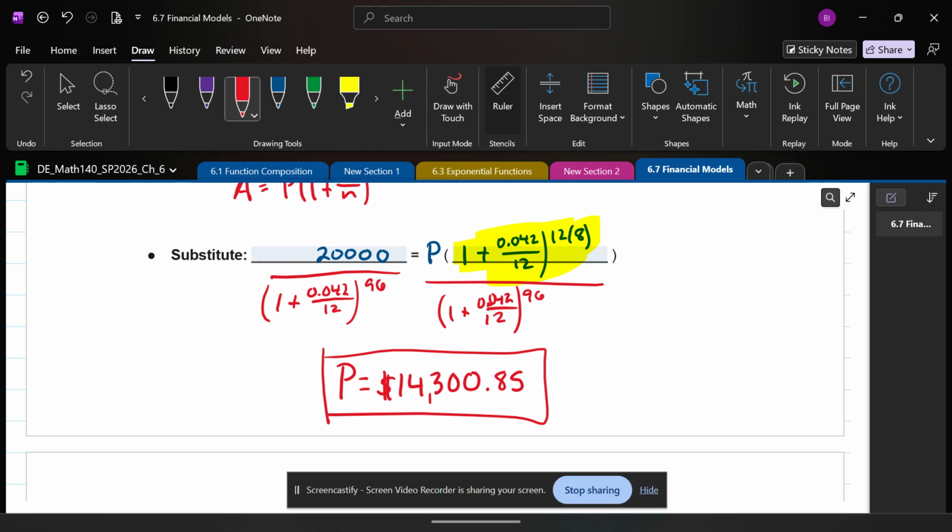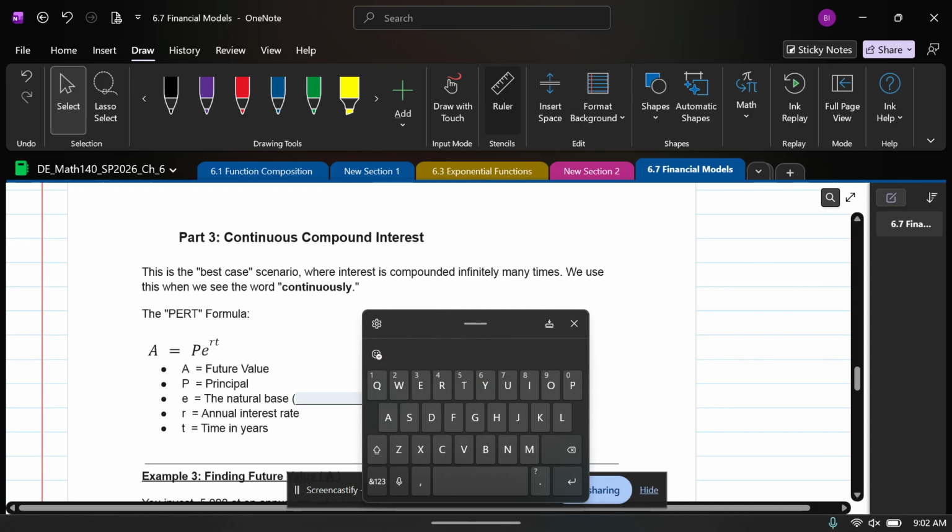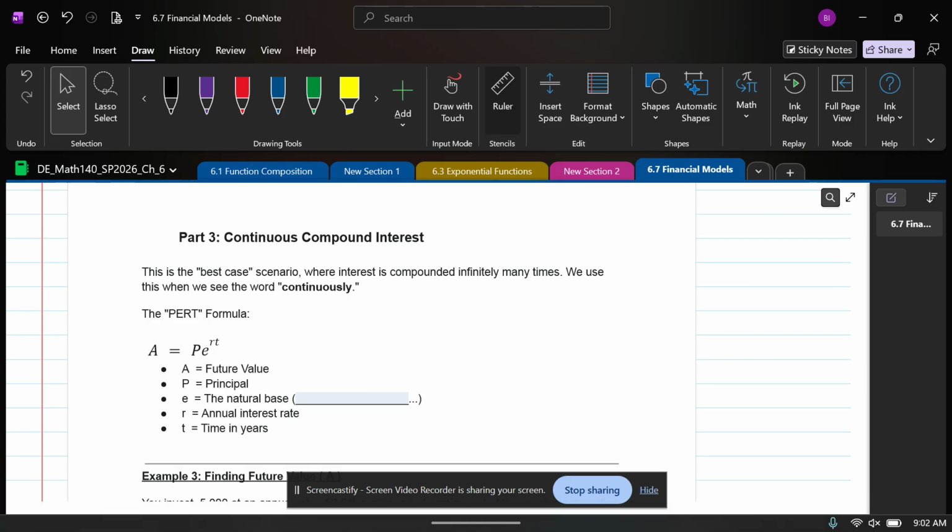Okay. So here we've solved for the principal that we need in order to have a certain amount once we reach a given amount of time. Now, the next little type of problem is a continuous interest problem. So continuous compound interest. This is best case scenario for interest. That means you're constantly getting interest put back into your account. It is all the time happening. It doesn't wait till the end of the 3rd month and the end of the 6th month and end of the 9th month. It does it instantaneously.